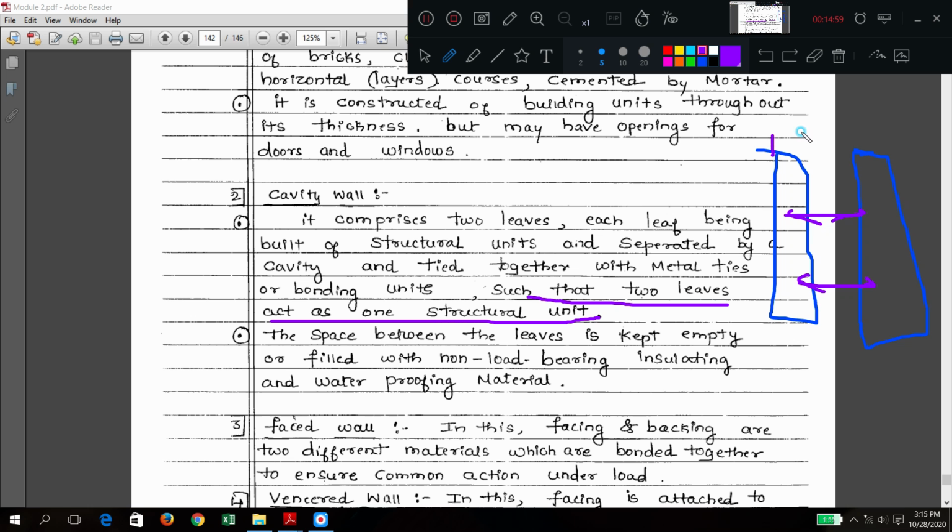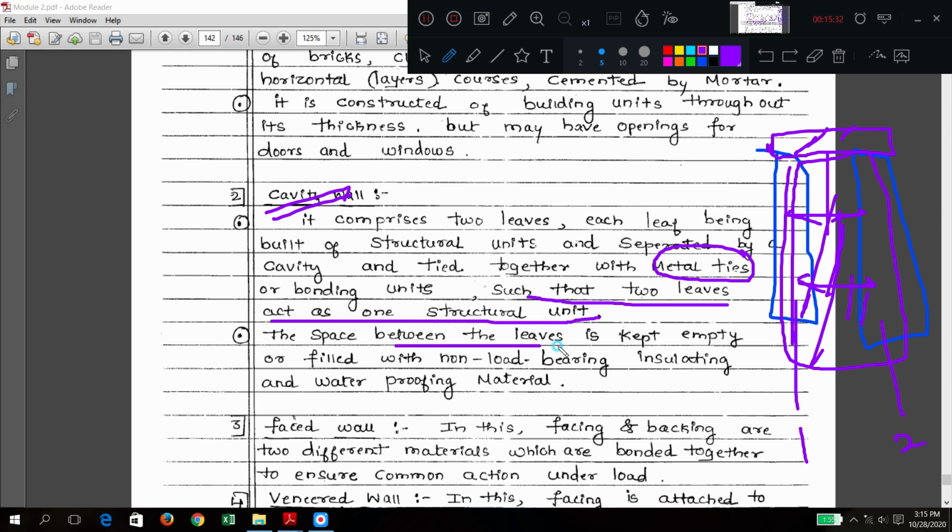Later on, when you place some roof and some load is there, this total will act as one single unit only. In structural part there is a cavity, so this is leaf 1, leaf 2, two leaves. But when load is acting, it acts as one single unit. That is the advantage of having cavity walls. So two leaves are present, separated by a cavity, joined by some metal ties.